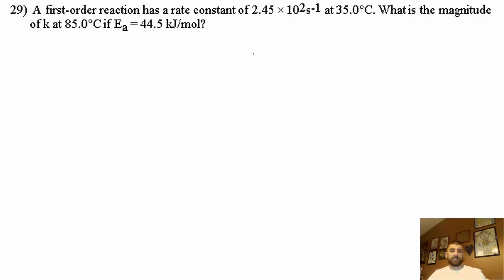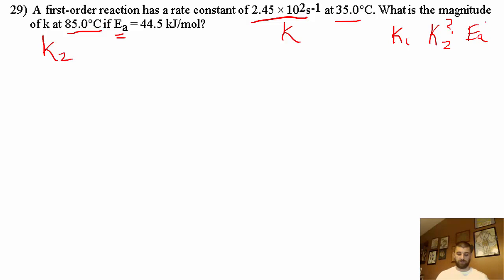So the first order reaction has a rate constant of this number at that temperature. What is the magnitude of K? So it's looking for a new K at a different temperature if that is our activation energy. All right, so things we know. We know K1, we know K2, or it wants K2, and we know activation energy. So hopefully we know of an equation that links all these things together.